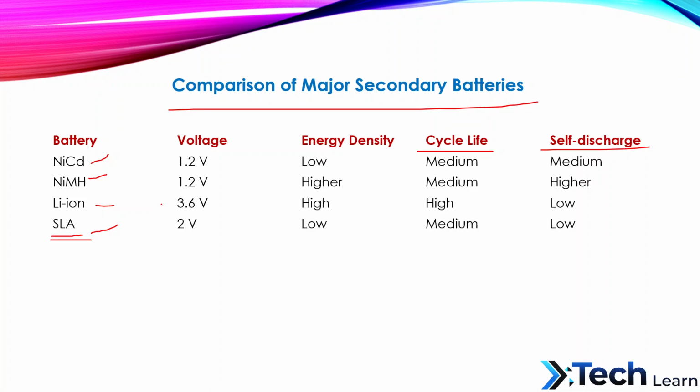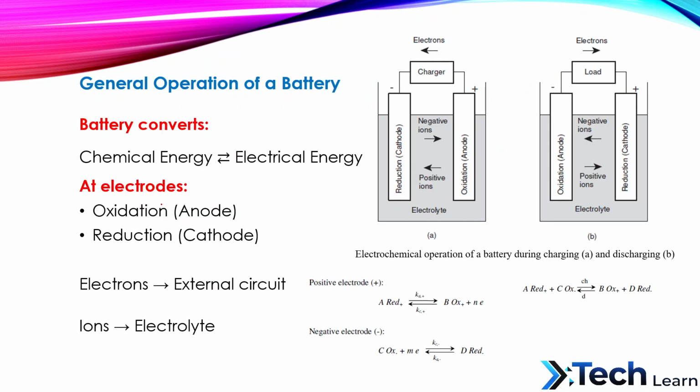Now, how do these batteries operate? In general, we are going to see the general operation of the battery. A battery converts chemical energy to electrical energy. A battery operates through redox reactions. At the anode, oxidation occurs and electrons are released. At the cathode, reduction occurs and electrons are accepted. Electrons flow through the external circuit and ions move through the electrolyte. This is the basic operation of the battery.